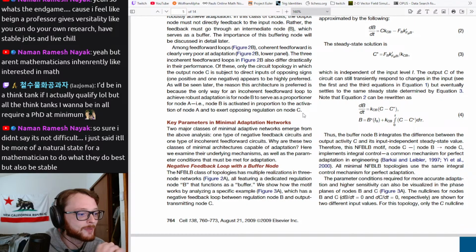Are mathematicians inherently interested in math? Yeah. I didn't say it's not difficult. I said it'll be more of a natural state for mathematicians to do what they do best, but also be stable. I mean, it's always stable, but there's a lot of expectations that are put on you if you're going to be a professor.